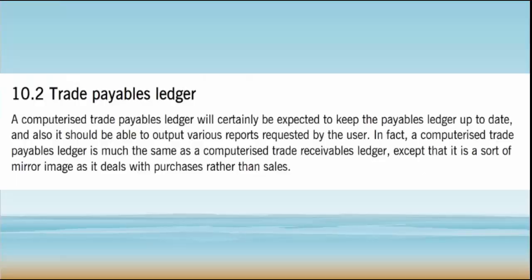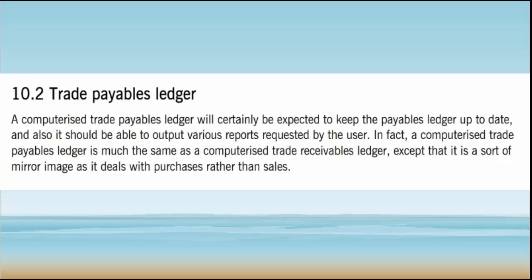A computerized trade payables ledger is a special part of an accounting system that keeps track of all the money a business owes to its suppliers. These suppliers are the people or companies who have sold goods or services to the business, often on credit, meaning the payment will be made later.